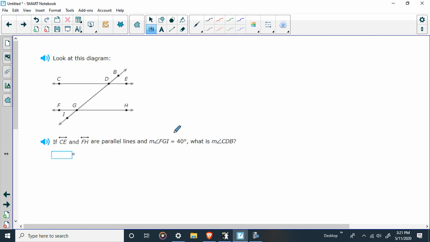And last one, I think. CE and FH are parallel lines. FGI is 40. What is CDB? This one up here. We know this is an acute angle, less than 90, and this is an obtuse angle. Those two have to add up to 180 degrees. So if this is 40, this has to be 140 in order to make 180.